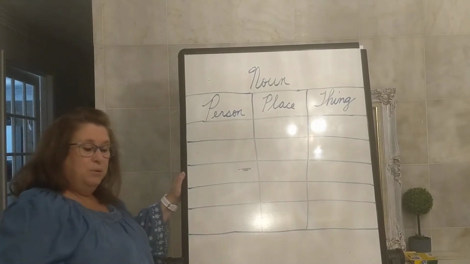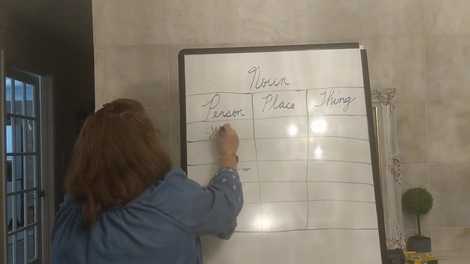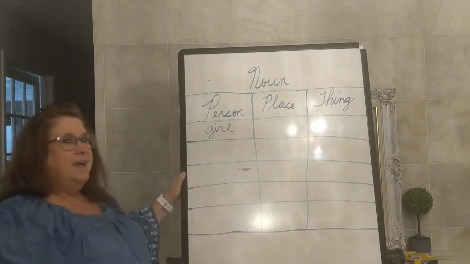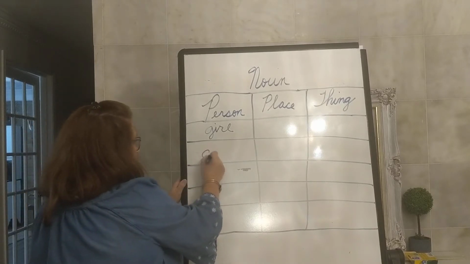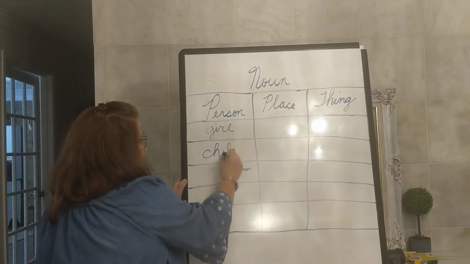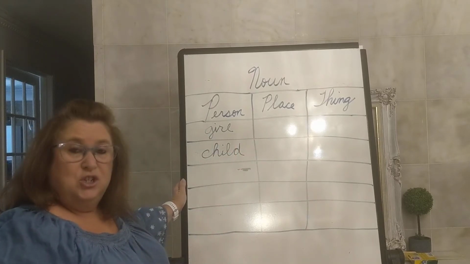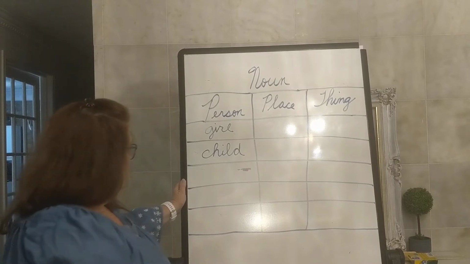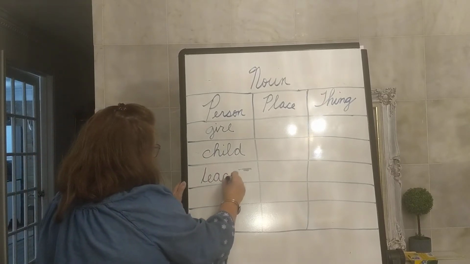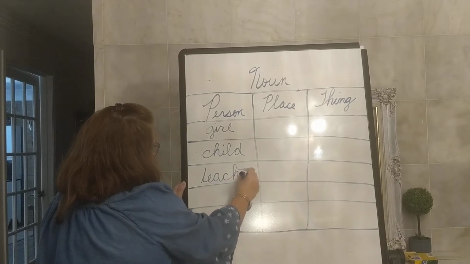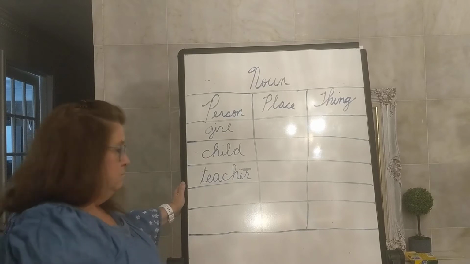So a person. Is a girl a person? Surely. So we can write girl. Is a child a person? Sure. We could write child, and even children would work. Is a teacher a person? Sure. What about a grandma? Is a grandma a person? Yeah.